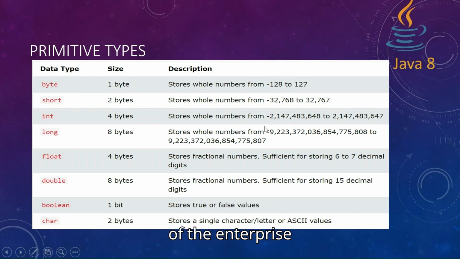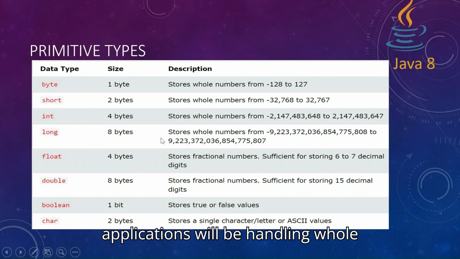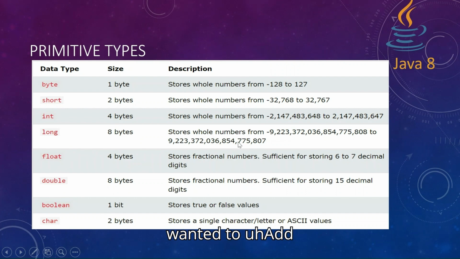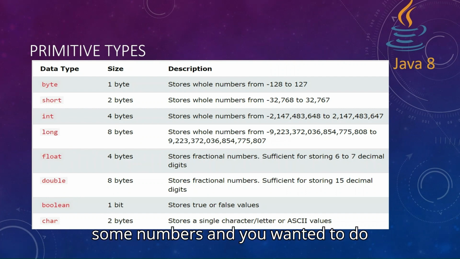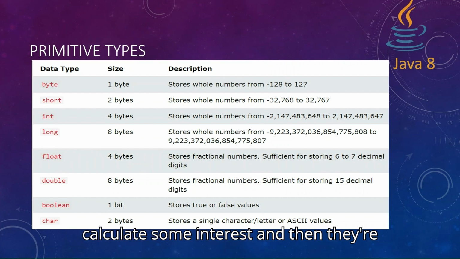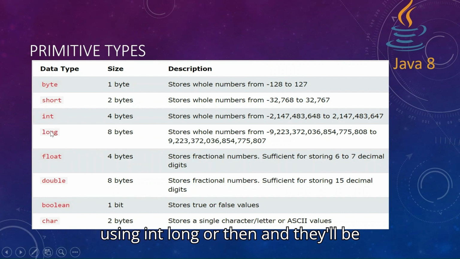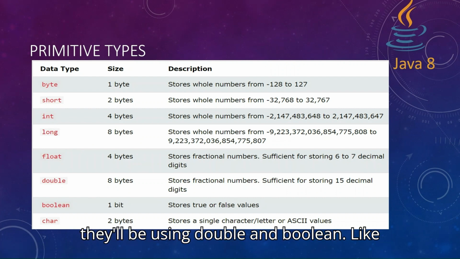Most enterprise applications will handle whole numbers using long, and double when they perform calculations and then want to store those numbers. Let's say you want to add some numbers, maybe a bank is trying to calculate some interest and add it to your principal amount. Probably they'll be using int or long, and they'll be using double. Sometimes when your calculation comes in terms of fractions, they'll be using double.